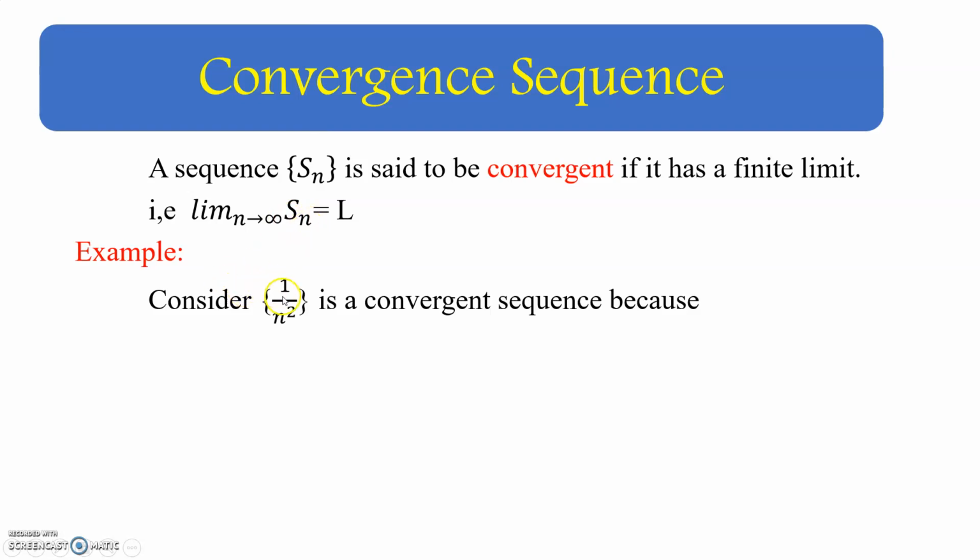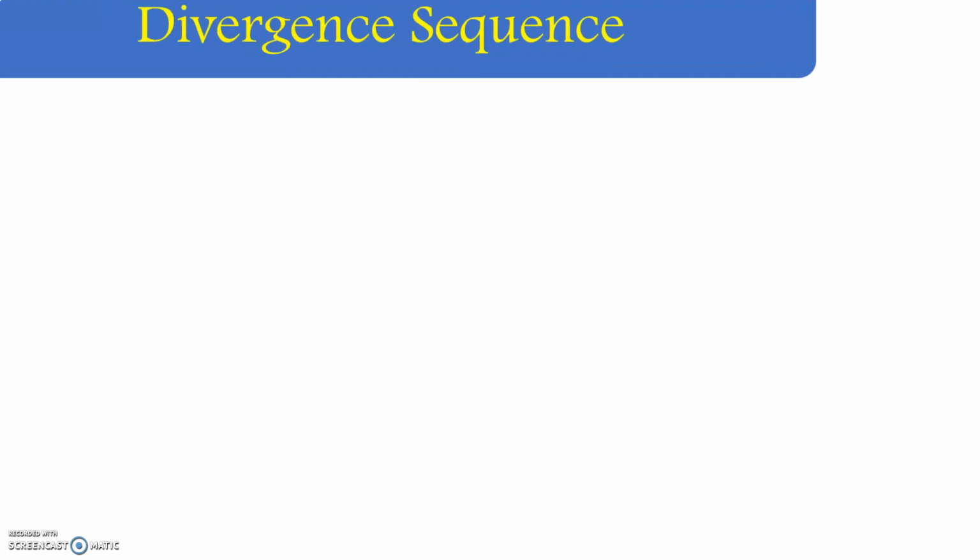Next, consider 1 by n square is a convergent sequence. How do you get that it is a convergent sequence? Limit n tends to infinity, 1 by n square is equal to 0. If you apply n tends to infinity, we get 1 by infinity is 0. We get a finite limit. That is, 1 by n square is a convergent sequence.